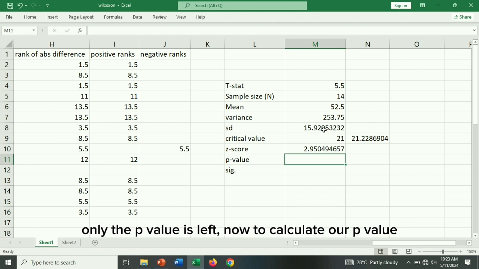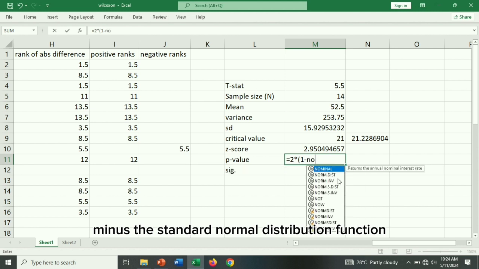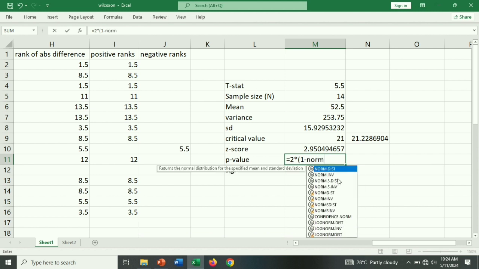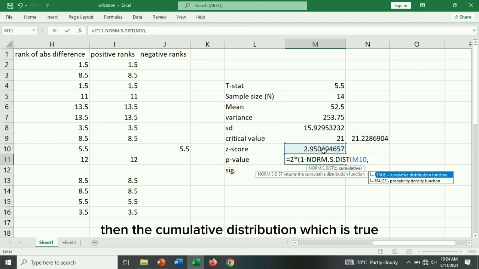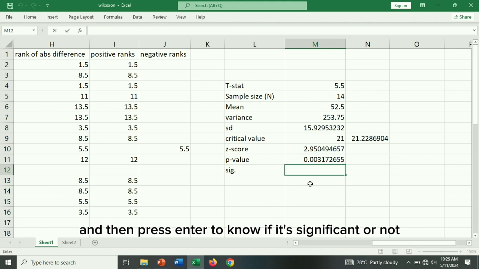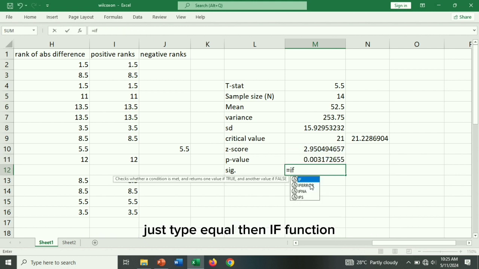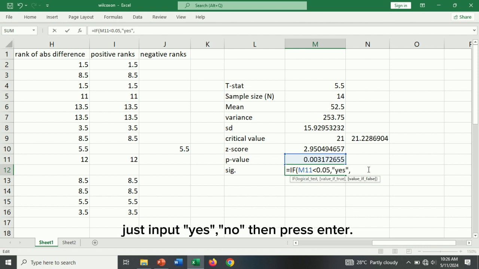Now, to calculate our p-value, just enter equal. Then, 2 times 1 minus the standard normal distribution function. Then, our z-score, comma. Then, the cumulative distribution, which is true. And then, press enter. To know if it's significant or not, just type equal. Then, IF function, our p-value is less than 0.05, then the value if true or false, just input yes or no, then press enter.